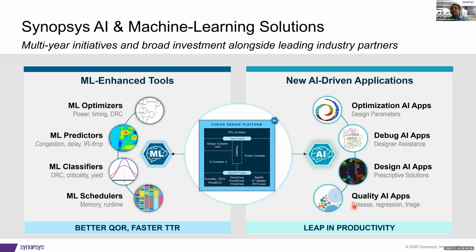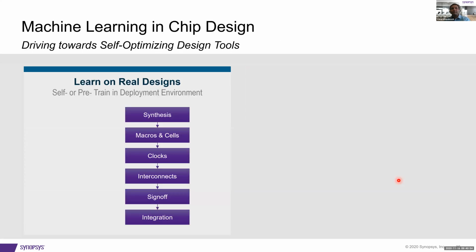The other half is more focused towards ML around the tool, which is targeting productivity in most cases. I will touch upon design parameter optimization. We have some interesting work there. We have a lot of ongoing work in developing what we call AI apps around the tool or around the platform, which go into debugging, prescriptive solutions, and improving the general productivity from a designer perspective.